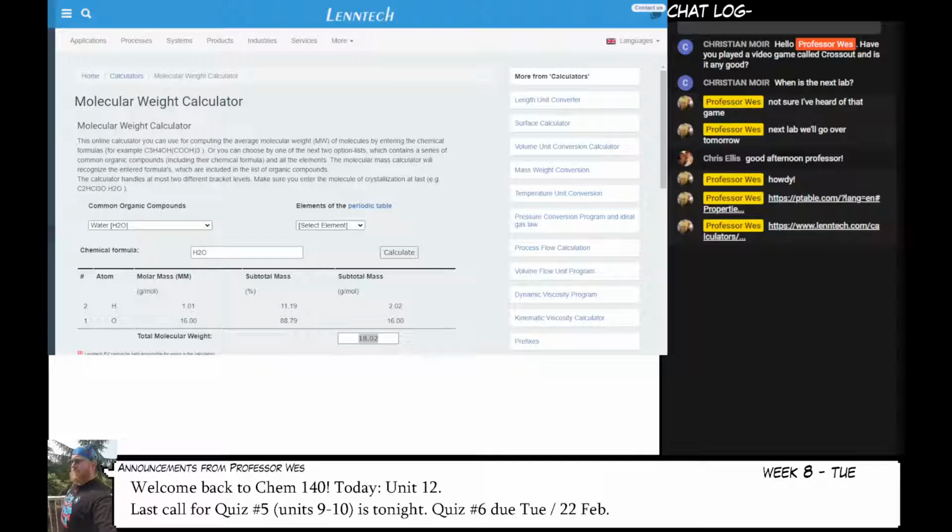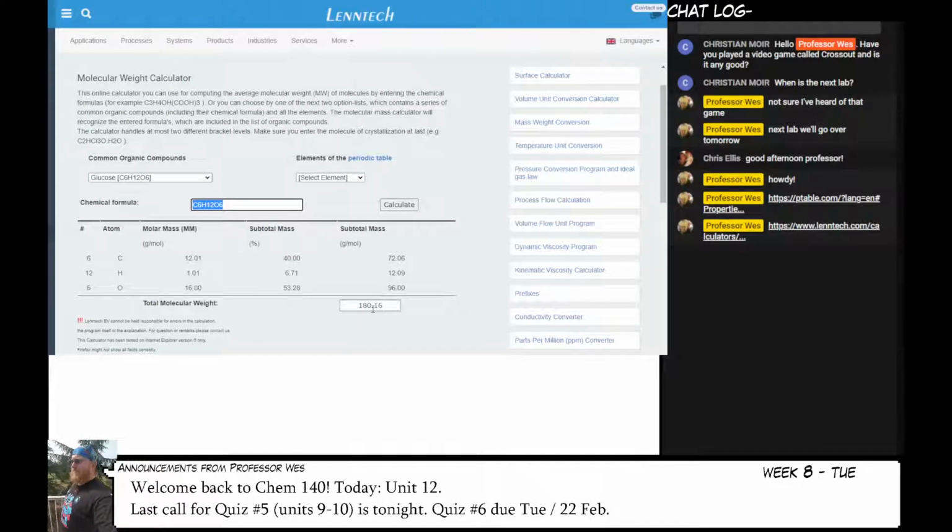You type in any formula you want. There are even some known compounds. I don't know if you can actually see that. Is this showing up when I do this? I have to put this over here. Does it show the drop-down window? No, it doesn't. So if you click on this, it shows a bunch of different compounds. So for example, say, where's glucose? There's glucose. If I wanted table sugar, then I could get the result there. There you go.